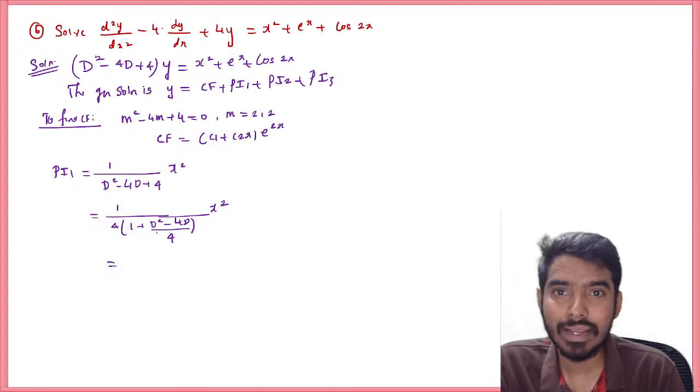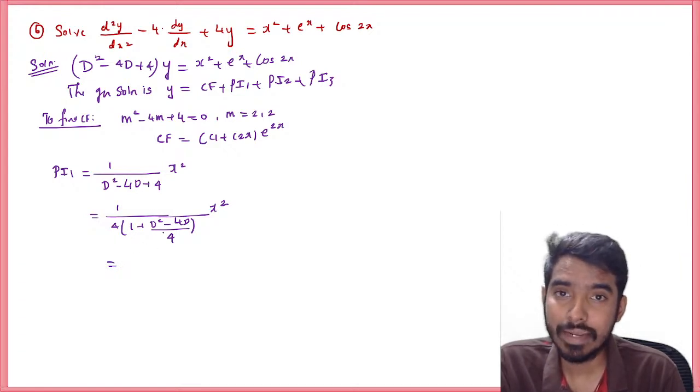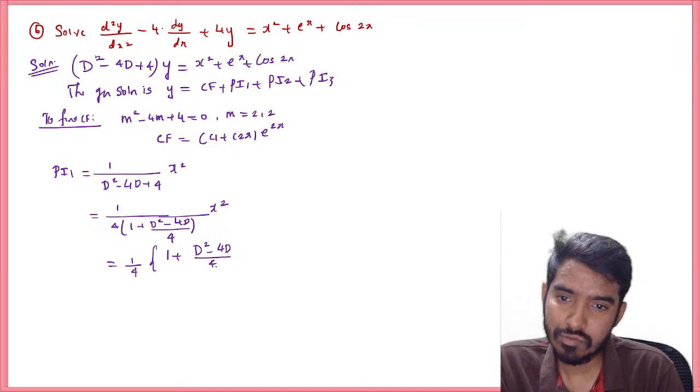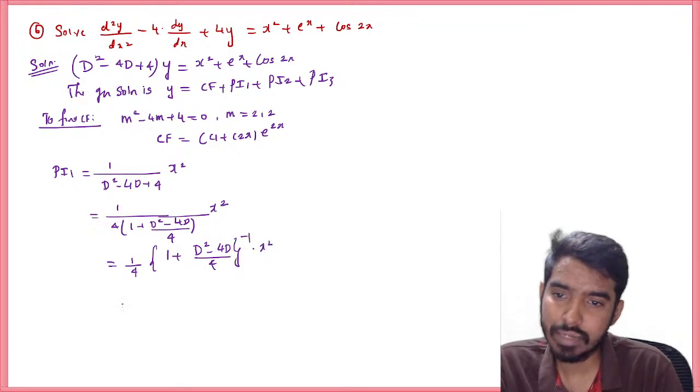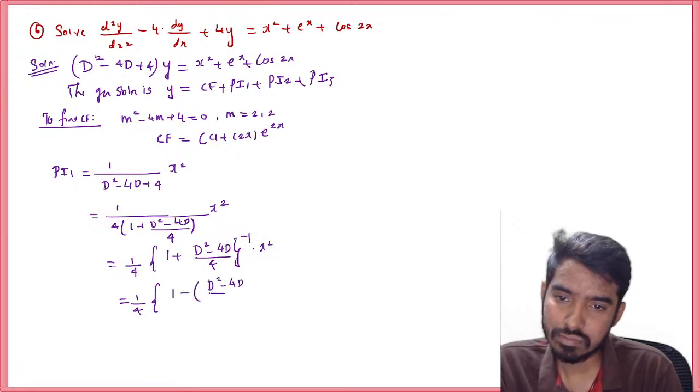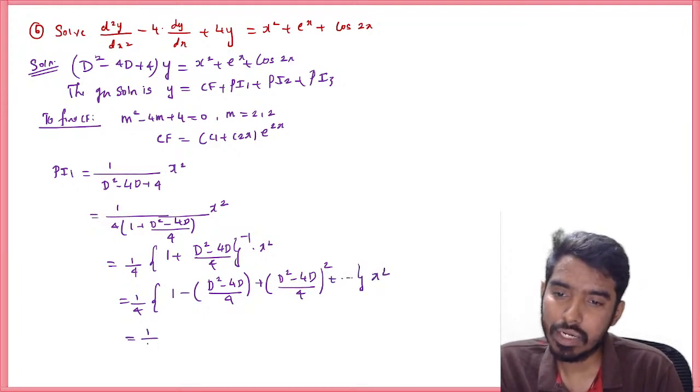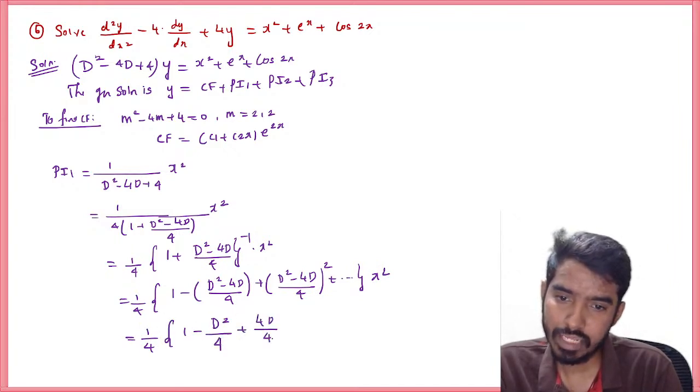So in that case, you will have the (1 minus x) whole power minus 1 formula. Since you have plus here, we are getting the (1 plus x) whole power minus 1 formula. So we have 1 by 4, (1 plus d square minus 4d by 4) whole power minus 1 of x square. So this will be 1 by 4, (1 minus x plus x square and so on) into x square. So this will be 1 by 4, 1 minus d square by 4 plus 4d by 4.